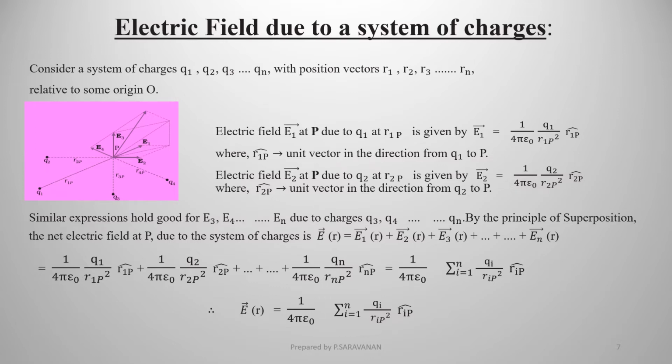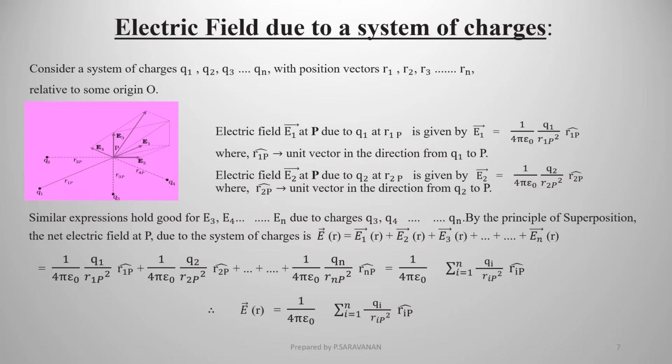Consider a system of charges Q1, Q2, Q3 up to Qn with position vectors R1, R2, R3 up to Rn respectively relative to some origin O. The electric field E1 at the point P due to charge q1 at a distance r1p is given by the vector E1 equal to 1 by 4 pi epsilon naught into q by r square 1p into r cap 1p.